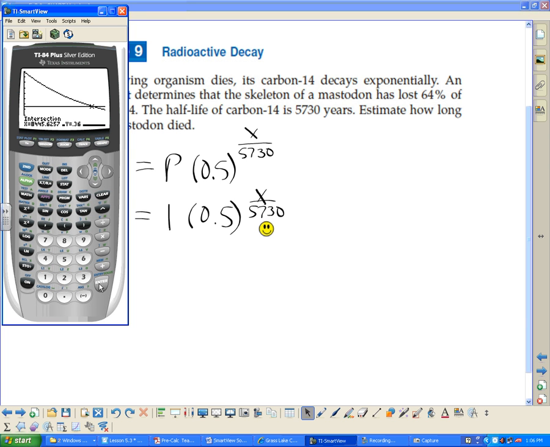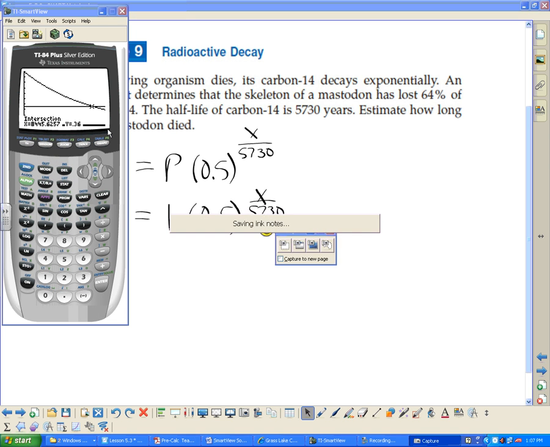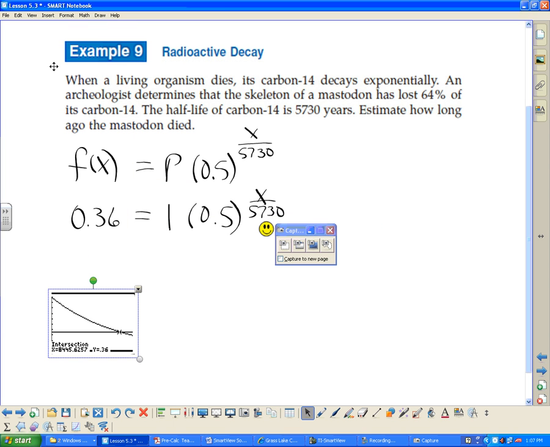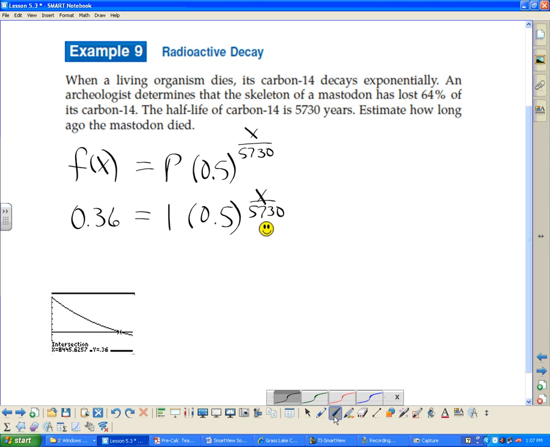So it's going to be approximately 8,445.6 years for our mastodon to be down to 0.36, or 36%. So here x is approximately 8,445.6 years.